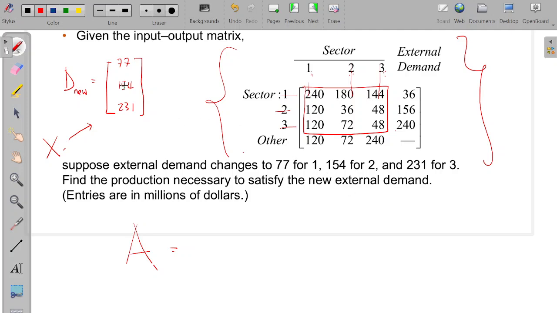But in order to find A, we are not just going to pick this. First, we need to sum up the columns. Find the sum of each column. That is the first thing to do. To find the sum of each column, we need to sum up this, which should give us 600. Summing up this should give us 360. Summing up this should give us 480.